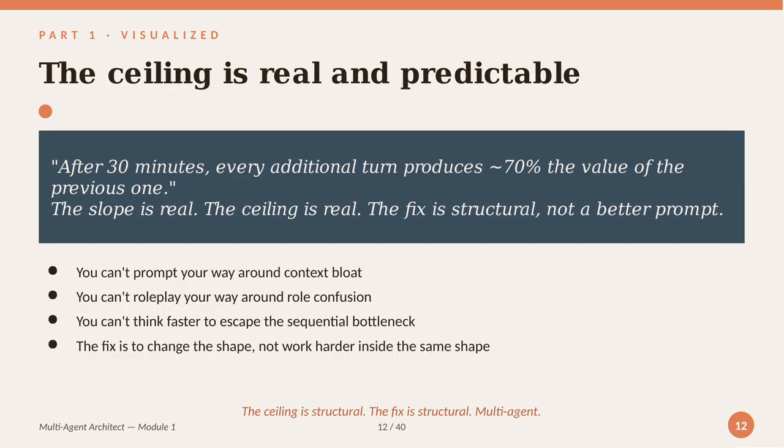The ceiling visualized. After 30 minutes of conversation, every additional turn produces roughly 70% the value of the previous one. The slope is real. The ceiling is real. You felt this without naming it.